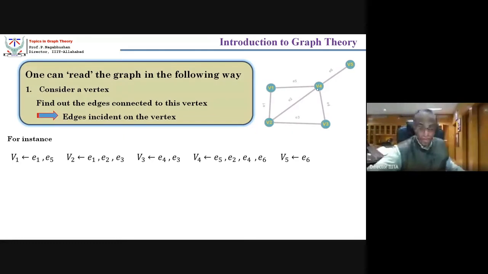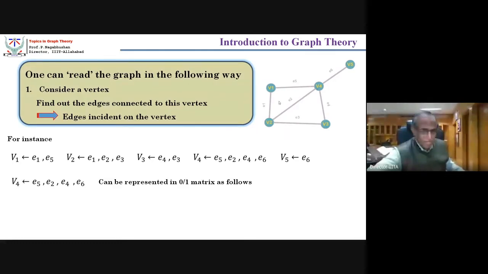One step further, very simple. Consider V4: E5, E2, E4, E6 are incident. Now if I write down E1, E2, E3, E4, E5, E6 and write down V4, and then make it a 0, 1 matrix like this. E1 is not present, so 0. E2 is present, so 1. E3 is not present, 0. E4 is present, 1. E5 is present, 1. And E6 is present, 1.